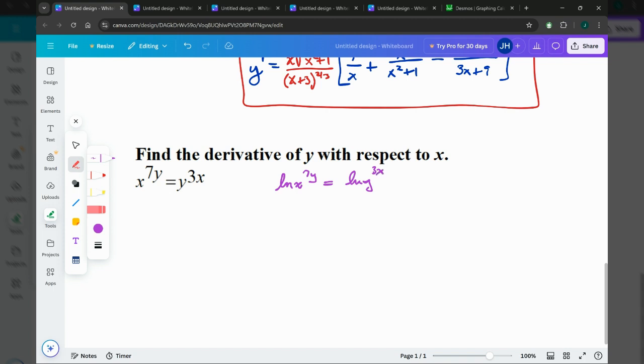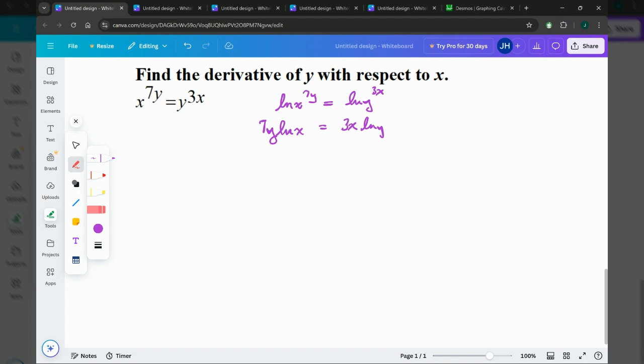Why did I take the natural log? Because on this natural log of x, I could bring the 7y out front. And on the natural log of y, I can bring the 3x out front. Now, I have not taken a derivative yet here, but I have simply made it easier. It is not an exponential function anymore. This is both product rules.